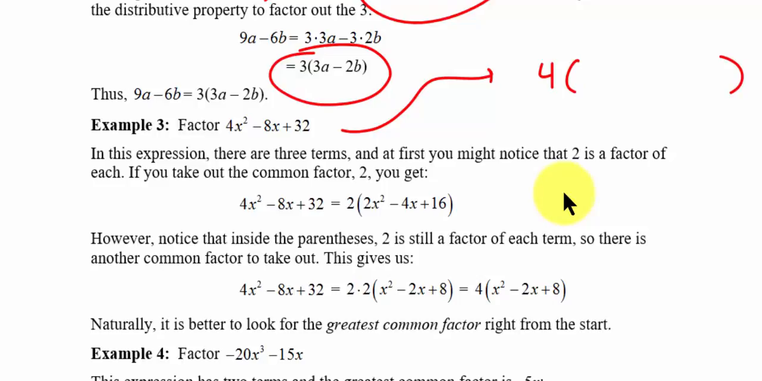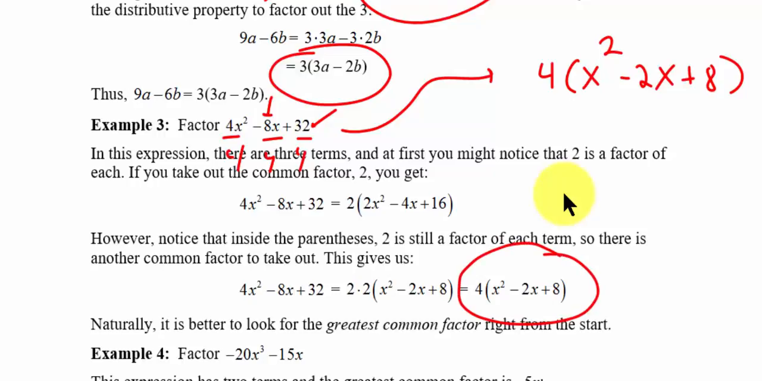Okay. Now, just like we did with the previous problem, if I factor out a 4, I have to divide each term by 4. Okay? So 4x squared divided by 4 leaves me with just x squared. And when I look at this next term, negative 8x divided by 4 is negative 2x. And the last piece, 32 divided by 4 is 8. Okay, and that's it, we're done.